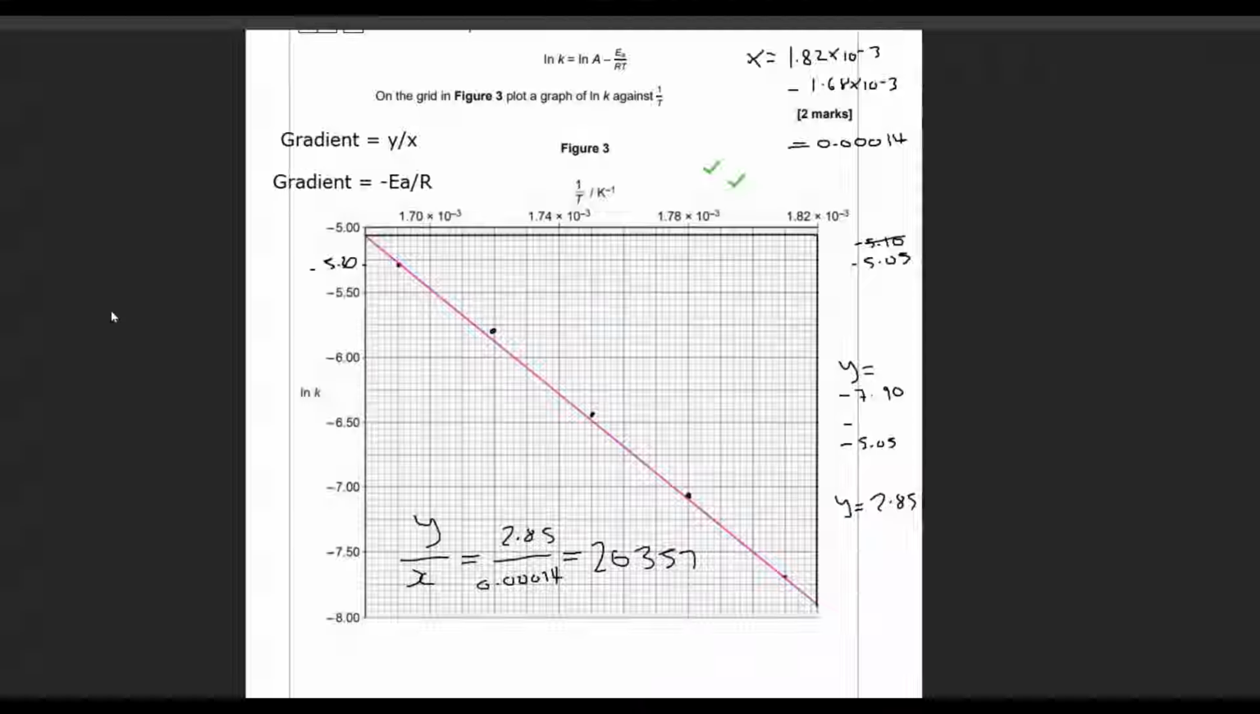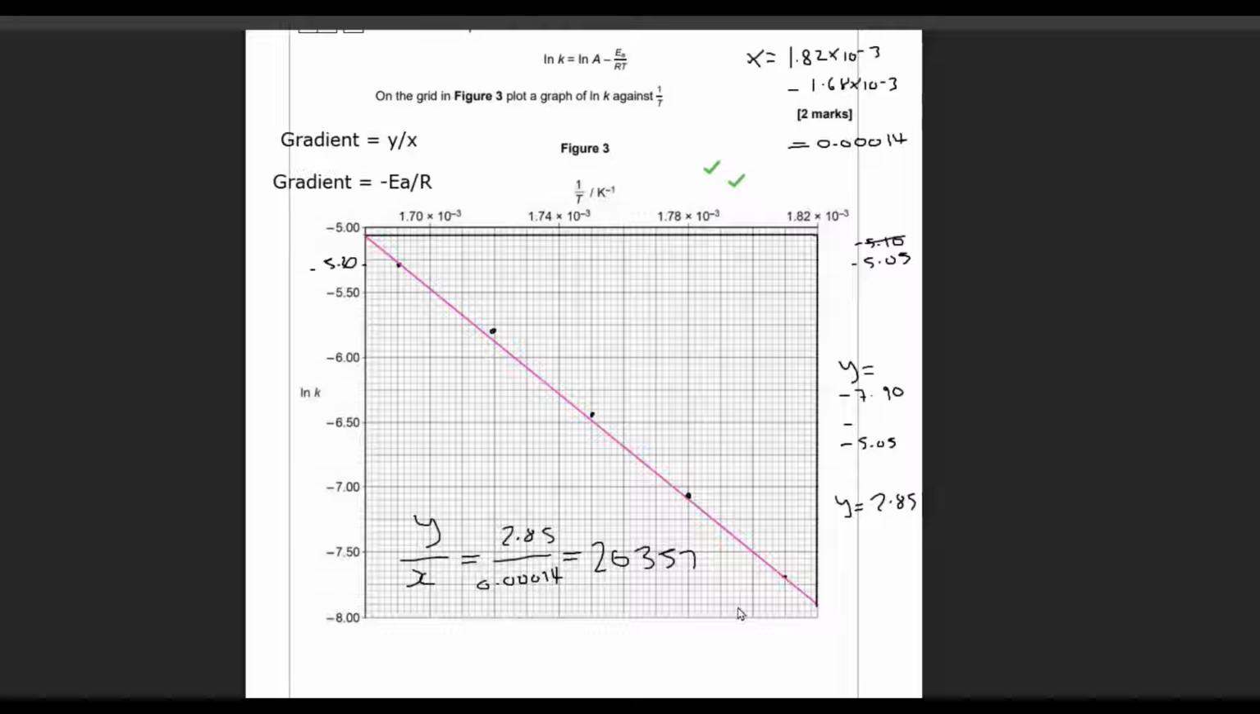It's just that I've extended my line of best fit, and I've done the gradient from there. It would be more accurate for me to go between 2 points like here and here, work out the gradient there, or actually more accurate to do this first point and this last point. That will probably bring me closer to that 19,900, the answer in the Markscheme.